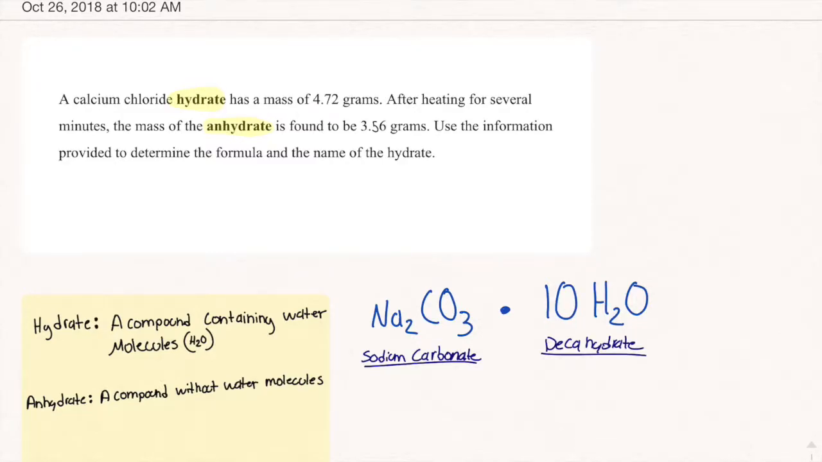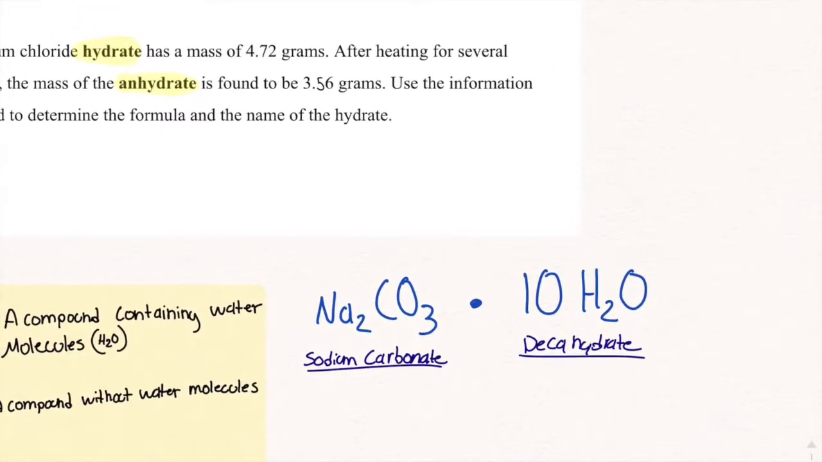I've highlighted two key words here, hydrate and anhydrate. A hydrate is a compound containing water molecules, or containing H2O, and an anhydrate is a compound without any water molecules. I provided here a formula of what a hydrate looks like. This hydrate is named sodium carbonate decahydrate. This is an example of what a hydrate looks like, because it has 10 water molecules, it contains water molecules. That's why it's called a hydrate.